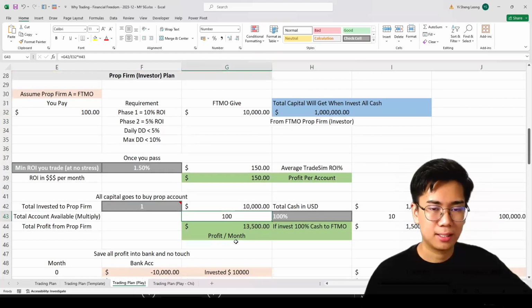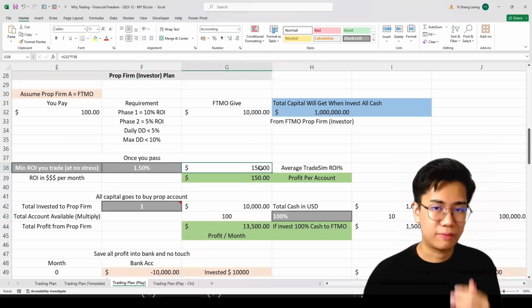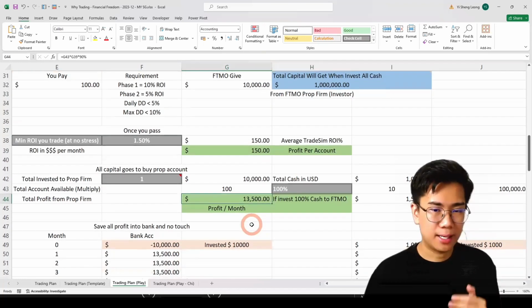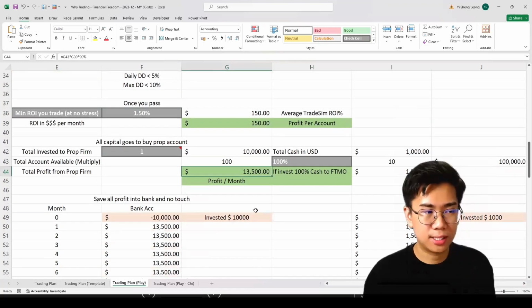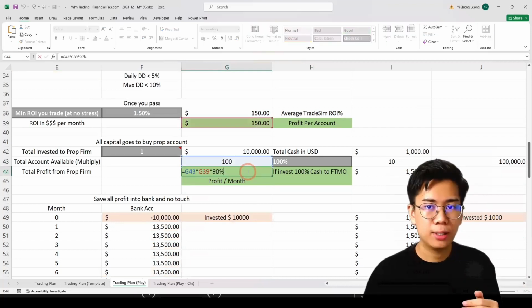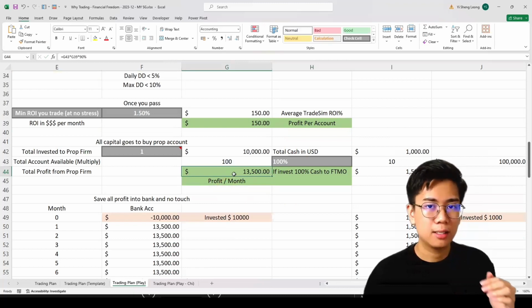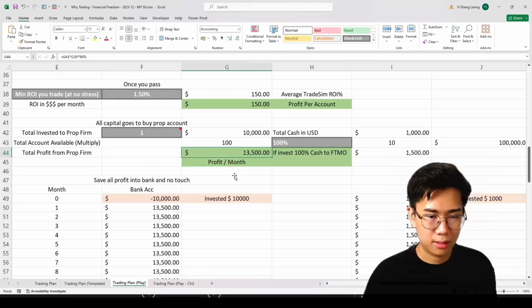It's about 100x. And we just said one of these you can make 150. 100 of these, total profit per month is about $13,500, including a profit sharing of 90% maximum. Every month, 13,000 plus. So this is how it works.